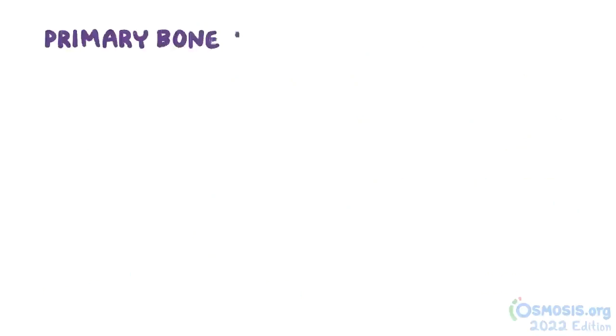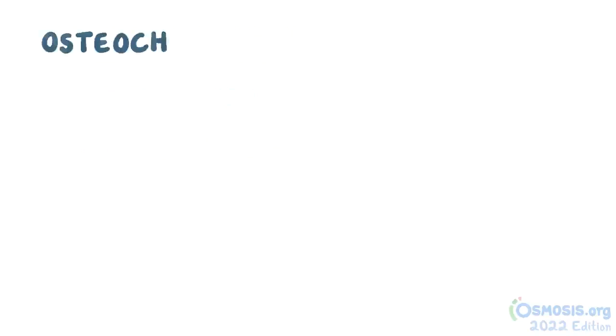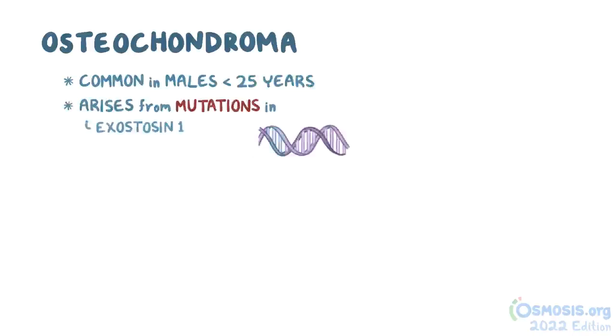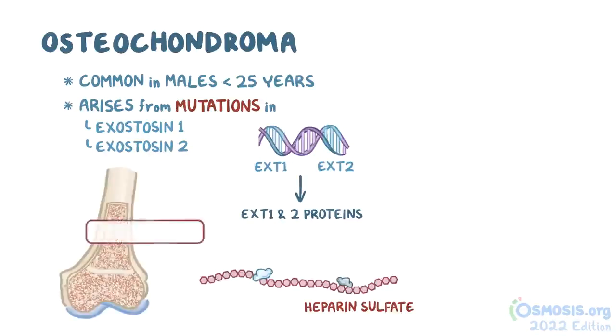Alright, primary bone tumors can be divided up into ones that are most often benign and those that are most often malignant. Let's start with the most common benign tumor, which is an osteochondroma, and commonly affects males under 25 years of age. Osteochondroma is thought to arise from mutations in the exostosin 1, or EXT1, and exostosin 2, or EXT2 genes, which encode the exostosin 1 and 2 proteins. These proteins help to synthesize heparin sulfate, which is a protein that regulates the growth of the growth plate.